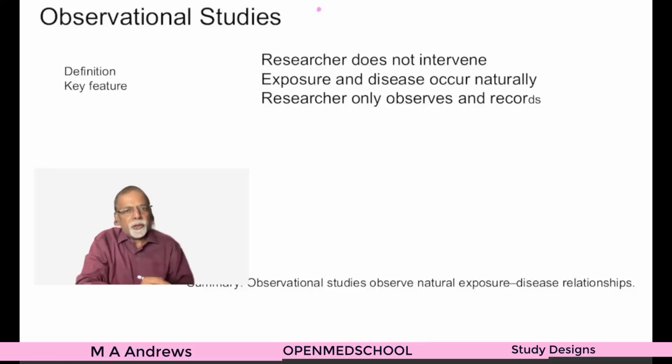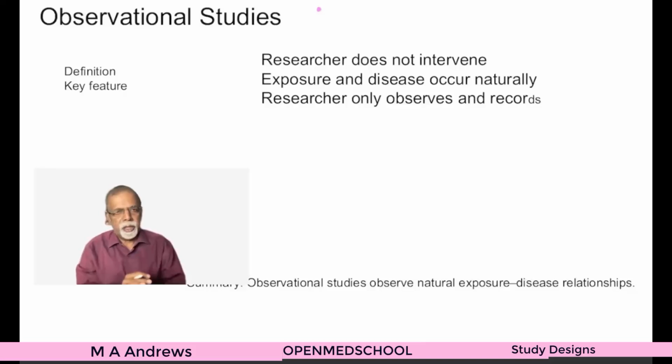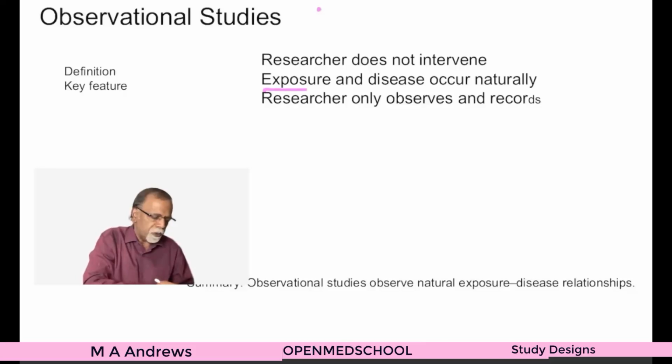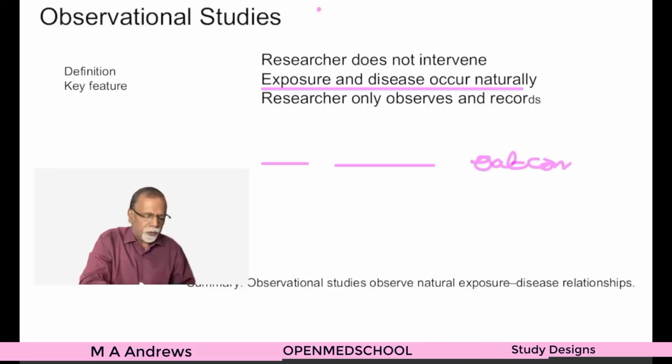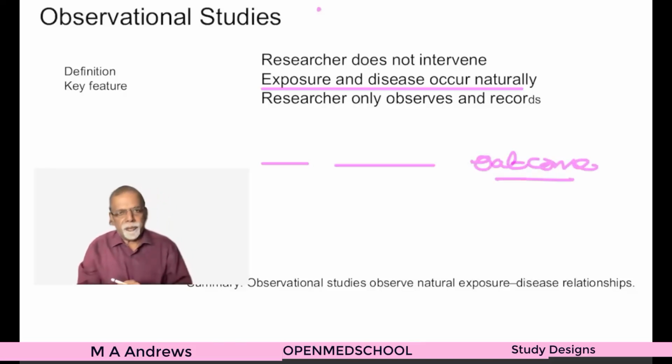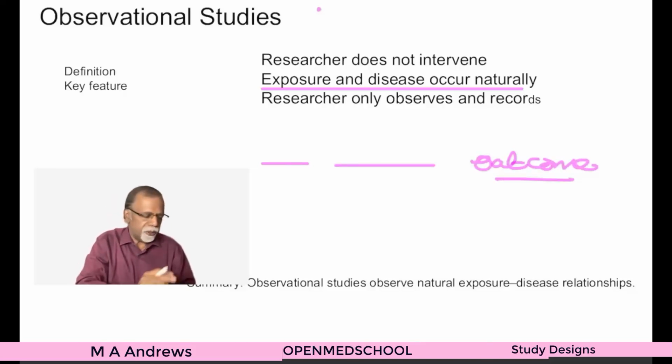So let us look into what is meant by observational study. In an observational study, the investigator doesn't interfere. He just observes what is happening. That is what is meant by observational study. So here exposure and disease occur naturally. Suppose somebody is exposed to something, no interference, and we'll be studying the outcome. So what is naturally happening, that is being studied. That is only observational.